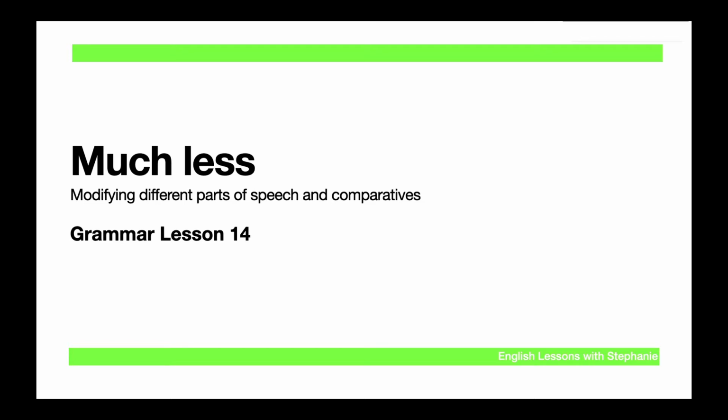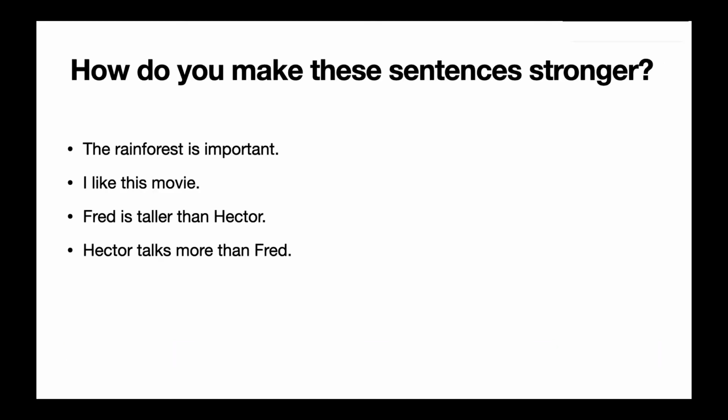This is grammar lesson 14: modifying different parts of speech and comparatives. How would you make these sentences stronger? Here are 4 sentences. These sentences are okay, but you can make them stronger. The rainforest is important. I like this movie. Fred is taller than Hector, and Hector talks more than Fred.